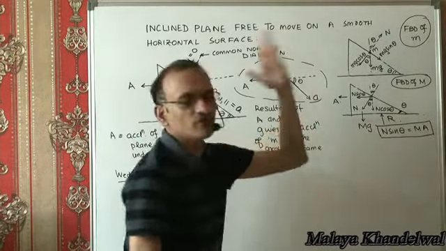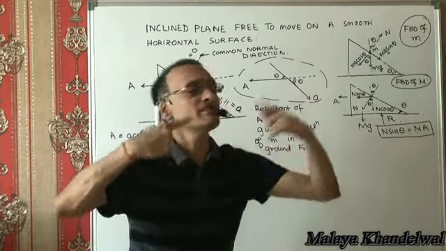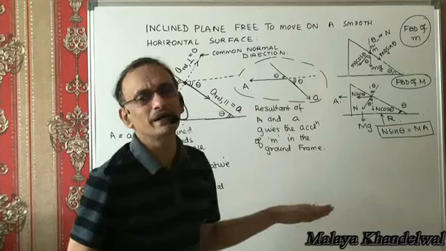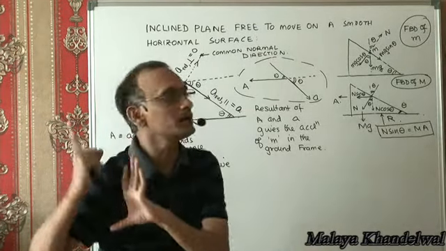But this is one of the ways we could resolve mg. If we want to deal with two standard directions, parallel to the plane and perpendicular to the plane, this is one thing that we could have done. Now, look at the inclined plane side of the story.